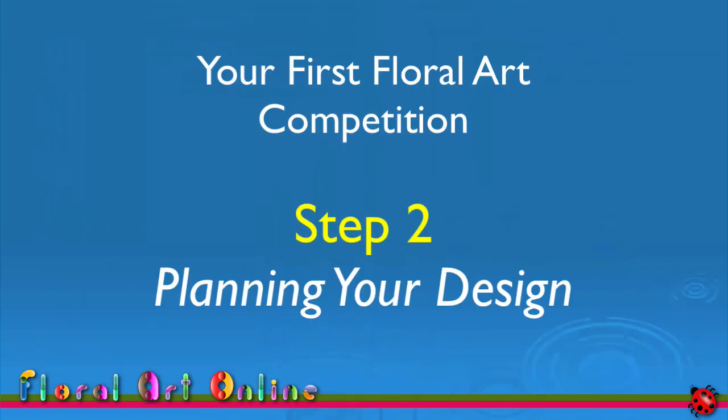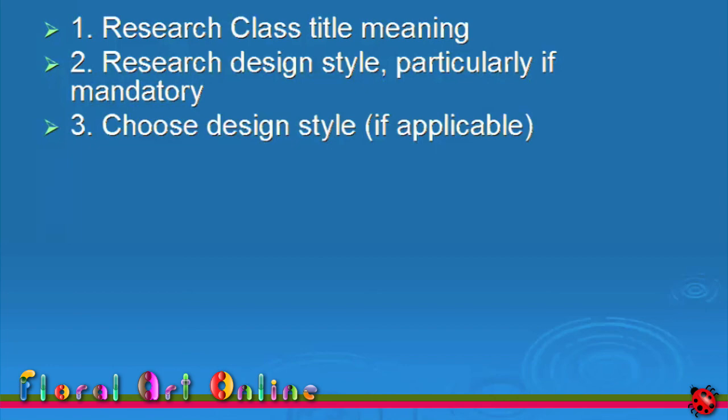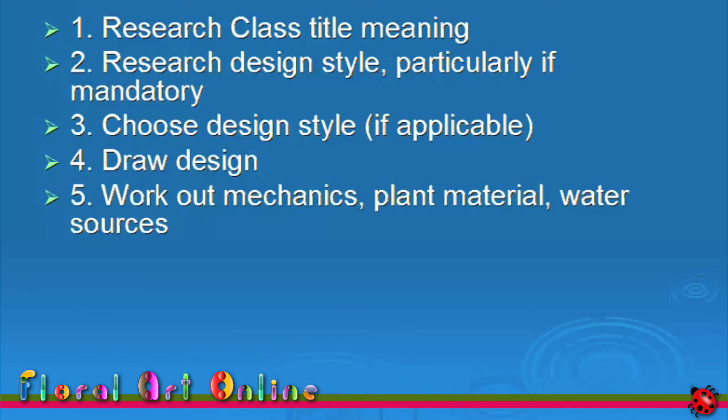Well, that's all the steps in task 2, planning your design. Let me summarise them for you before we go on to step 3, transporting your design. So when planning your design, you need to research the class title meaning, research the design styles, particularly when this is a part of the class title. Choose a design style if you have the opportunity to. Draw the design. Work out the mechanics, plant material, water sources, remembering that all the tasks up to this point should be recorded either using the template here or a notebook, or a system that works for you.